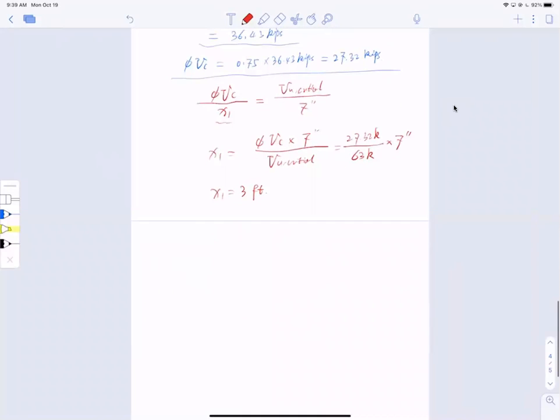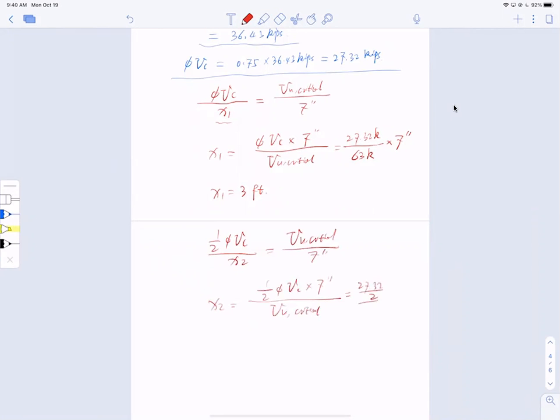Bryce, don't go yet. If I'm going to use half of that, so half phi VC divided by x2 equals VU critical, same 7 feet. So x2 equals half of this. What do I get, Bryce? 1.5. Right. Great. Thanks a lot. Very simple calculation. So I have 1.5 feet.